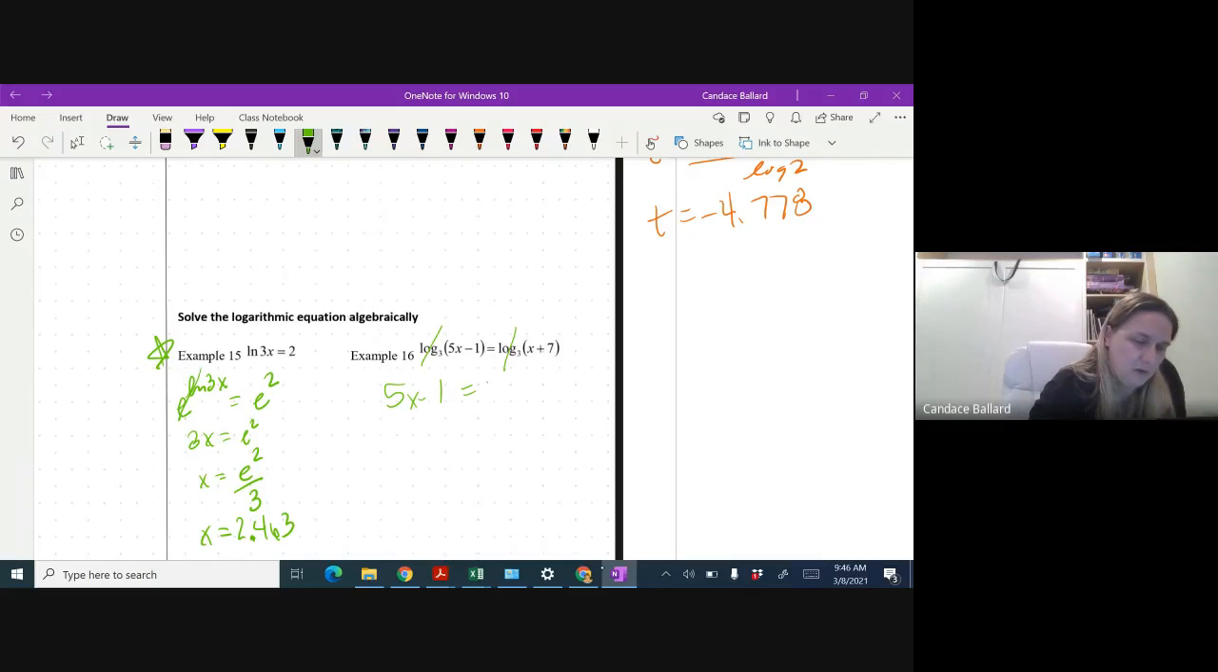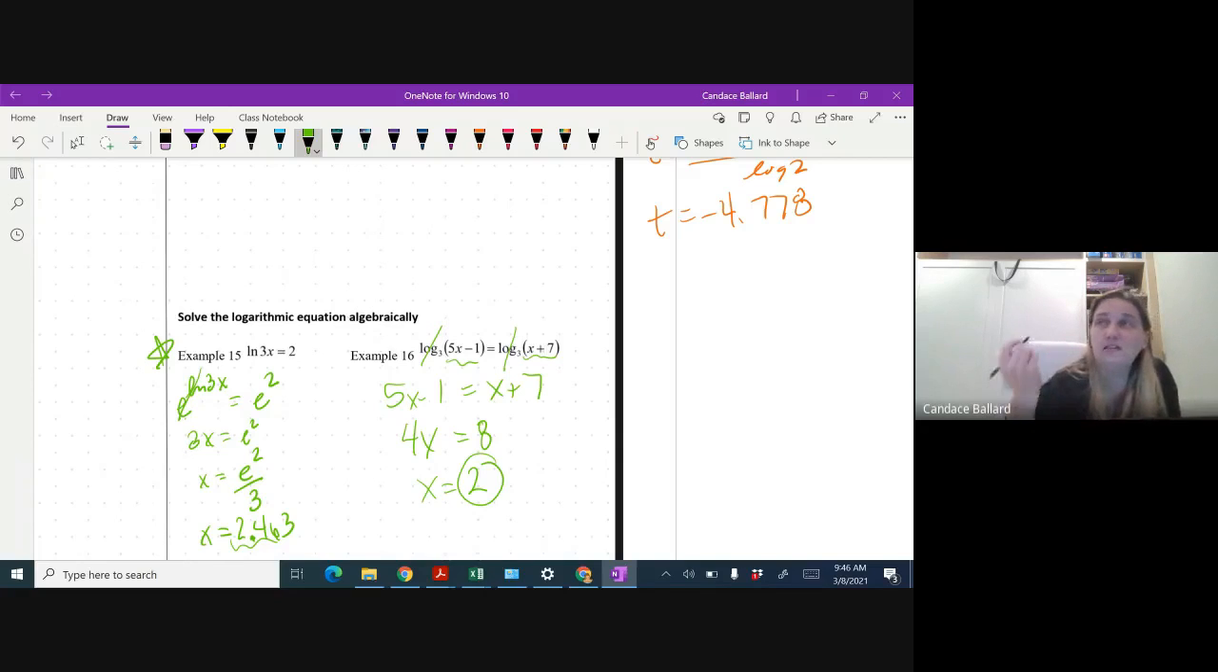5x minus 1 equals x plus 7. We're going to subtract the x to the other side, so I get 4x. And I'm going to add the 1 to the other side, so I get 8. And then we're going to divide by 4. So I get that x equals 2. And I should have really checked this one, but I do need to double check when I plug this in that I don't get a negative inside. 5 times 2 is positive 10 minus 1. That works. 2 plus 7 is going to be 9. That works. I don't need to write it down. I just do a mental check.